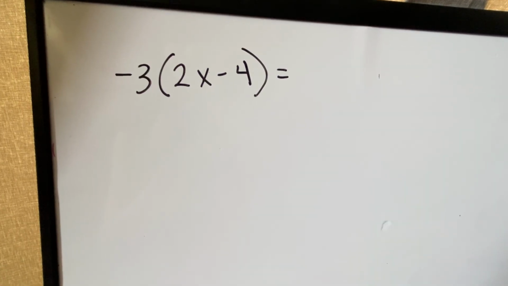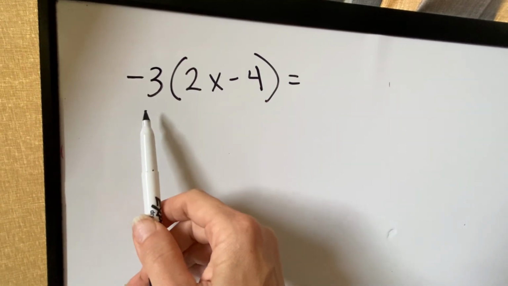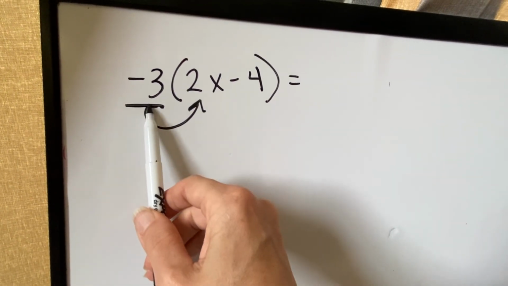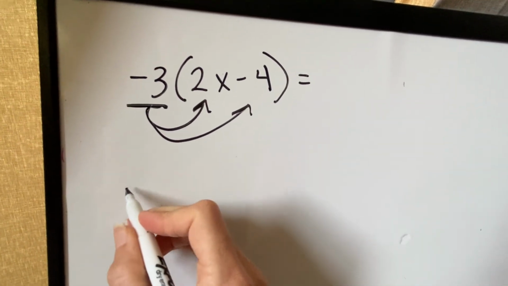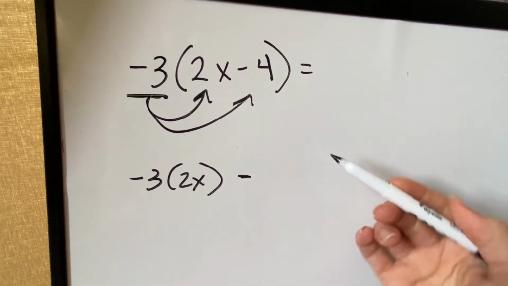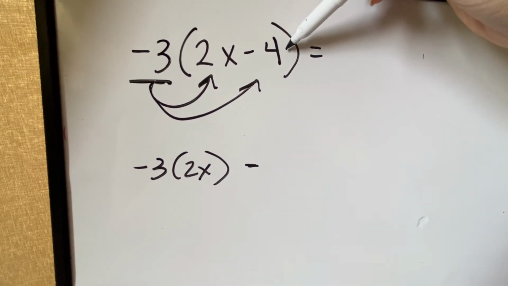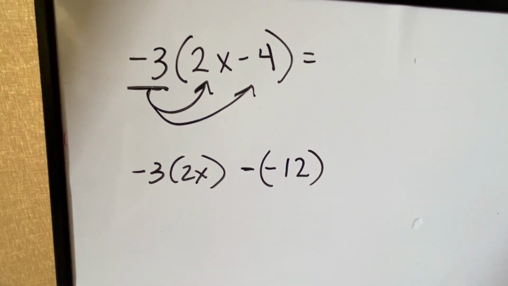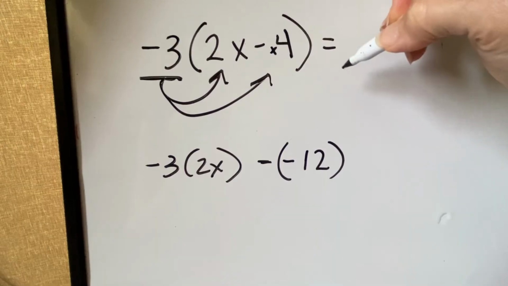Okay, so this example is going to have a variable in it. It's going to have that x in there. Okay, so remember, we're going to take this term, the -3 term, and we're going to times it by the first term, and then we're going to times it by the second term and find our answer. -3 times 2x is going to be the first thing that we do, and then I'm going to put a subtraction sign and take a -3 times 4 would be -12. Okay, so you can do this two different ways. So here I pretended this was like a positive 4 here.